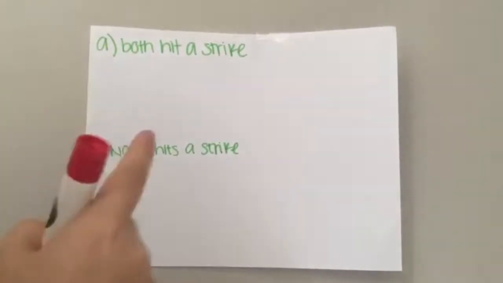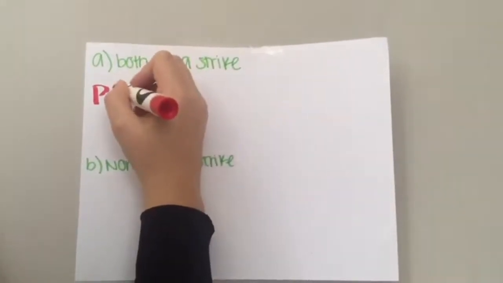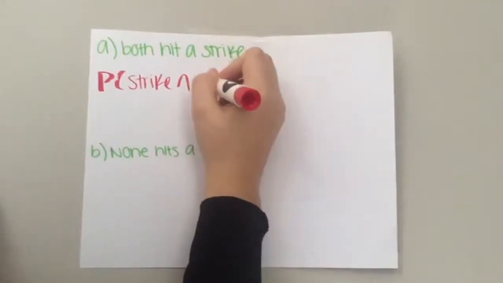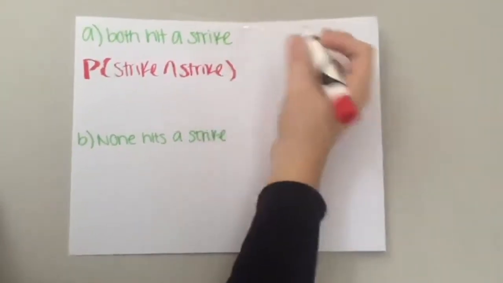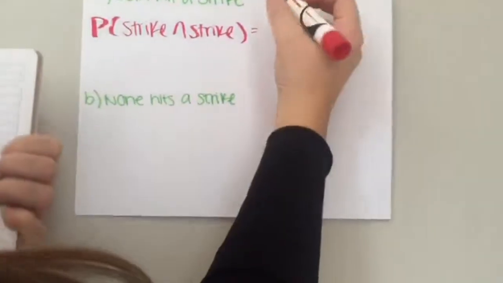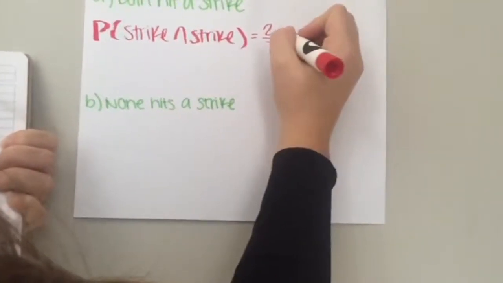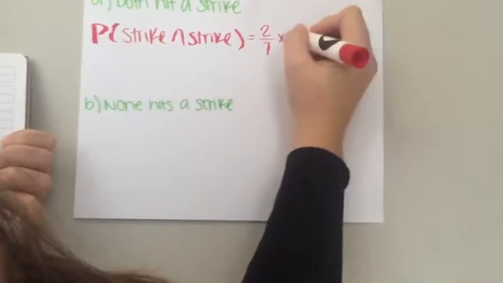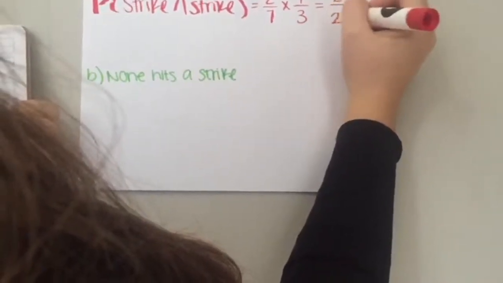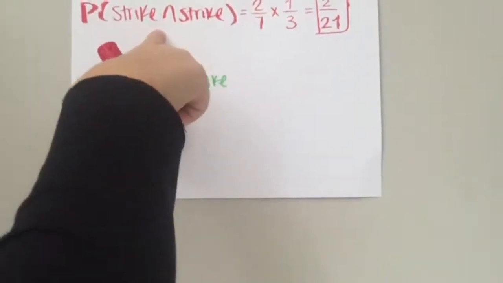Okay, letter A says both hit a strike. So it's probability that strike and strike, and we have to multiply both probabilities. So it's probability that Mauricio hits a strike, 2 out of 7, times probability that Fernanda hits a strike, 1/3, equals 2 out of 21. And this is a probability that they both hit a strike.